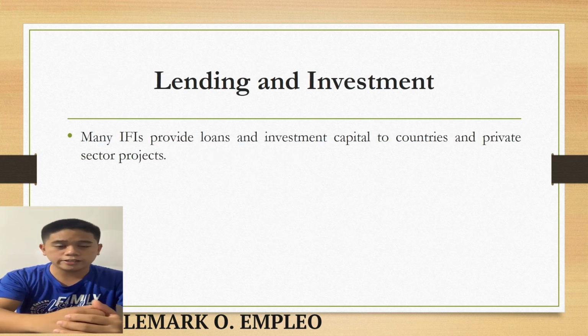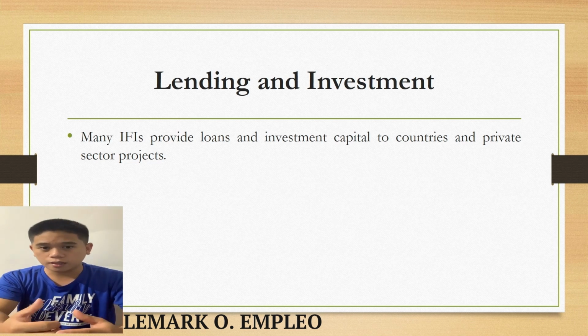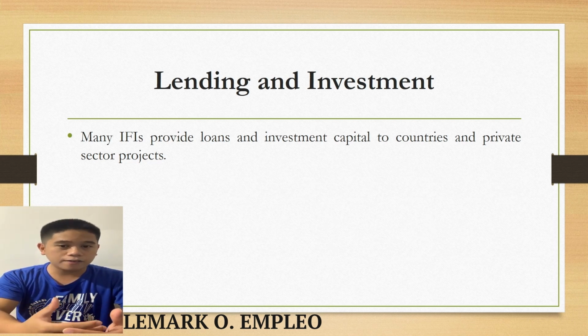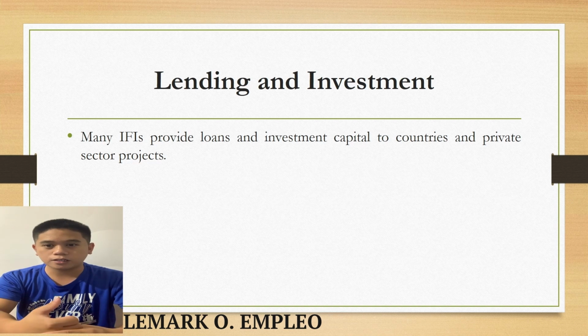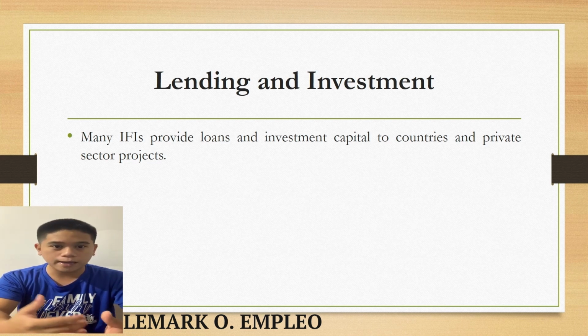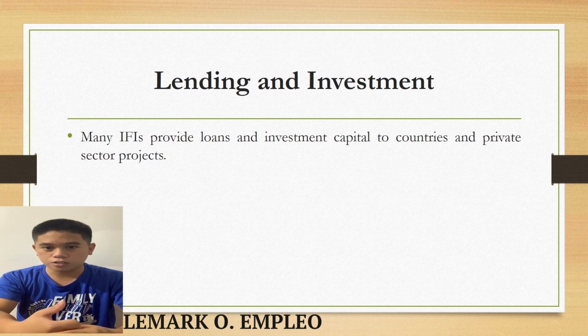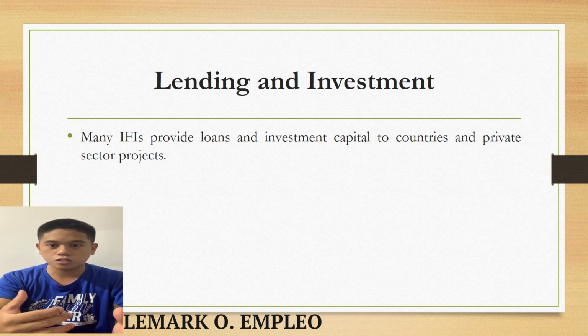The sixth one is lending and investment. Many IFIs provide loans and investment capital to countries and private sector projects. The Asian Development Bank, or the ADB, and the European Bank for Reconstruction and Development, or the EBRD, are examples of regional IFIs that finance development projects and promote economic integration within their respective regions.